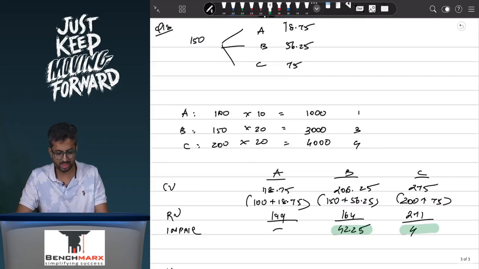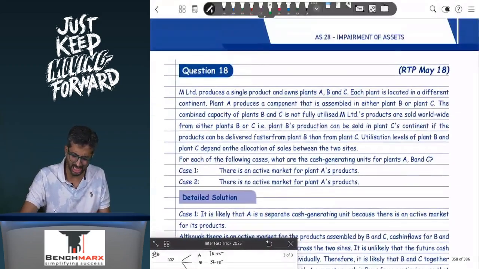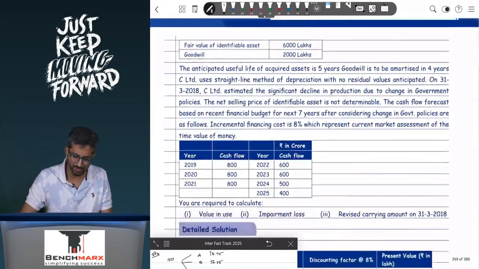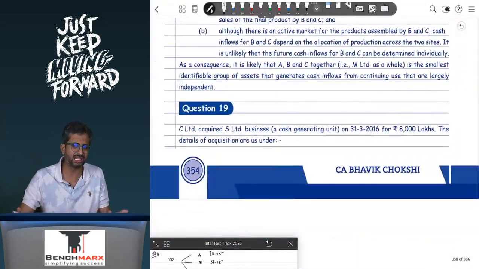Okay, so this is question number 18. I would put this as important. Question number 19, I'm not really important. It's more of a case based question on determination of cash generating units. And 19, we have already covered sums similar to that. So 19, there's nothing new per se.